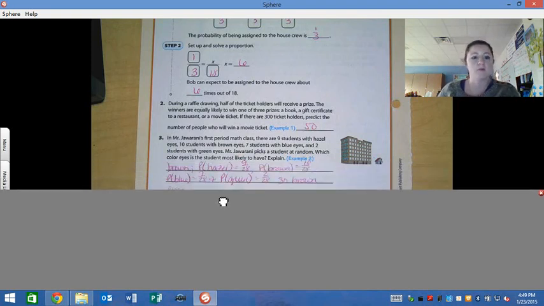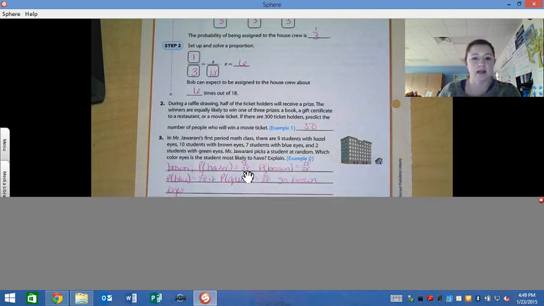Well, the probability of getting hazel eyes is 9 out of 28. Probability of brown is 10 out of 28. Probability of blue is 7 out of 28. And probability of green is 2 out of 28. So brown eyes would definitely be the most likely to happen because there are more students with brown eyes in the class.